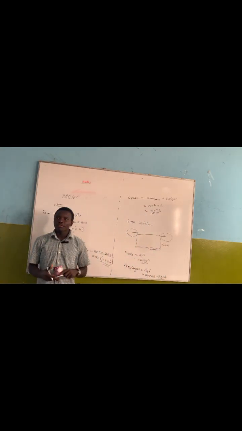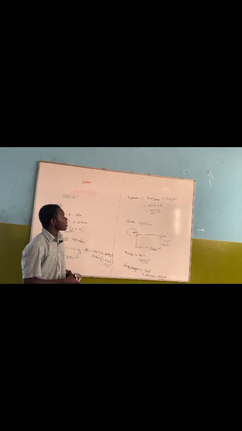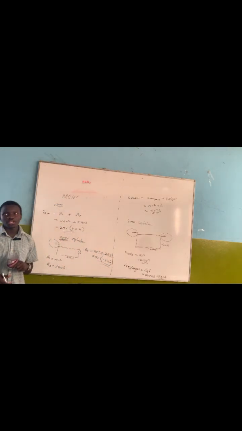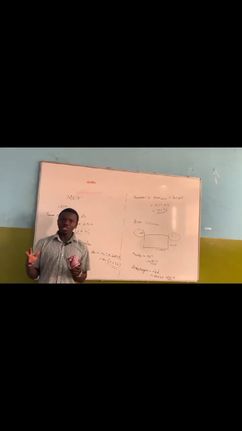So these are the formulas we will be dealing with when solving for the area of a cylinder, for both closed and open cylinders. When they say open cylinder, it means only one side is open. When the question says a closed cylinder, it means both sides are closed. I hope it's clear.